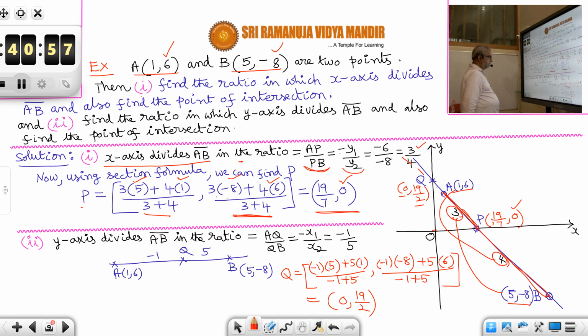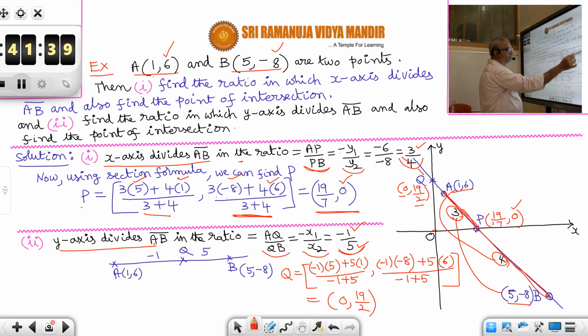Now let us see the other part of the question. Y-axis divides AB in what ratio? Y-axis is meeting the line segment at what point? Q. So therefore y-axis divides in what ratio means AQ by QB. What is the formula for y-axis? Minus x1 by x2. Minus x1 means A's x coordinate 1, by x2 means B's x coordinate, that is 5. So minus 1:5. Why is this ratio negative? Tell me.